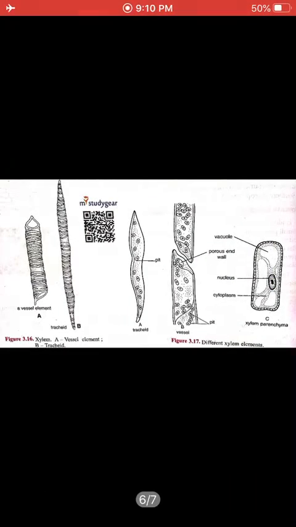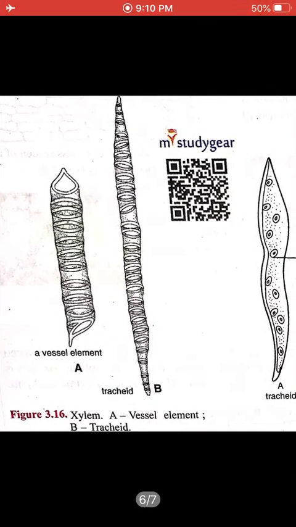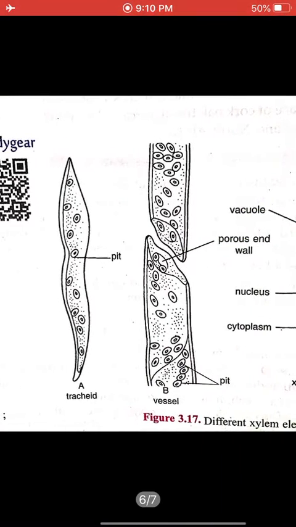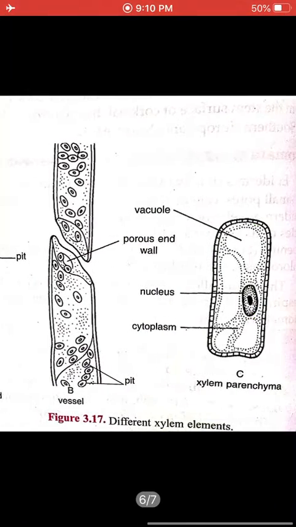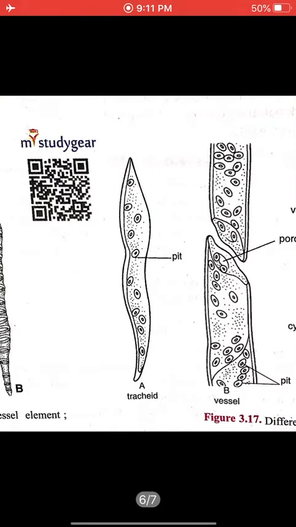So these are the cells present in the xylem. First is the xylem element, the figure is given in front of you. B is the tracheids. Okay, these are tracheids. Look, this is the xylem vessel and xylem parenchyma. Four types of cells are there which contribute to the formation of xylem.